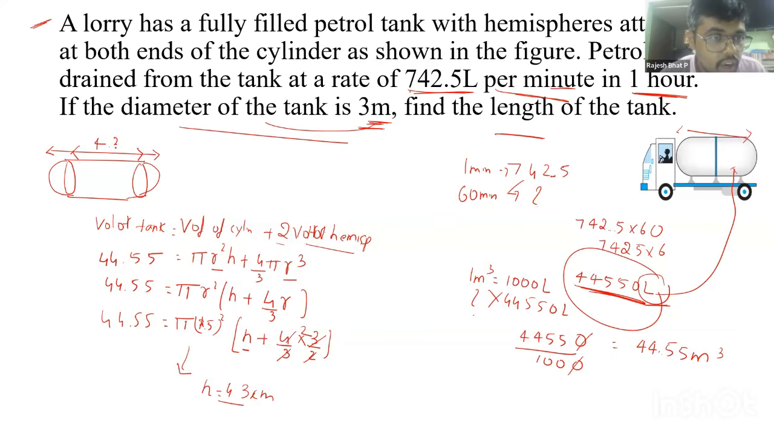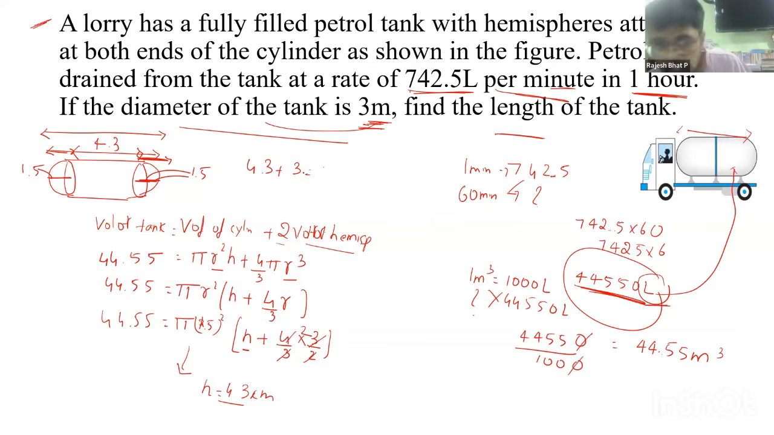Now tell me, what will be the total length of the tank? You have to add this also, no? What is this? This is nothing but the radius of the hemisphere. What is the radius of the hemisphere? The diameter is given here, so radius is 1.5 here, here also 1.5. So what is the total length? 4.3 plus 3. So basically you will get 7.3 meters. I hope everybody understood.